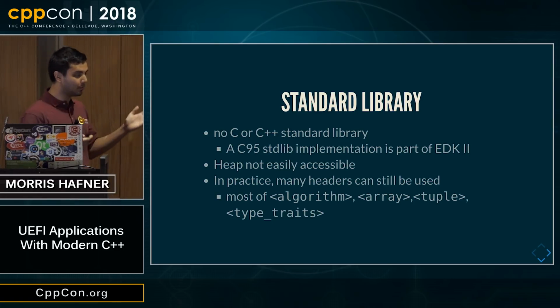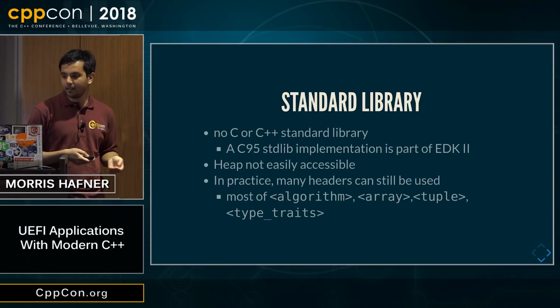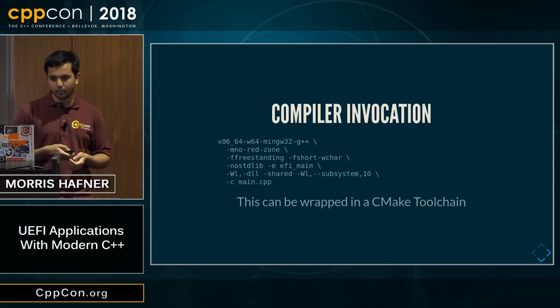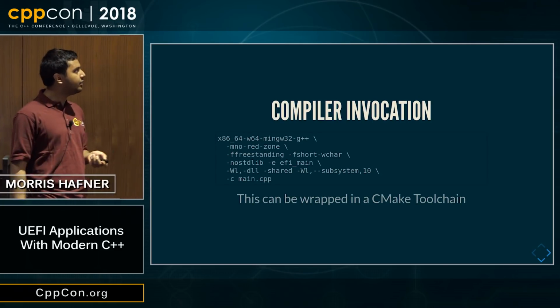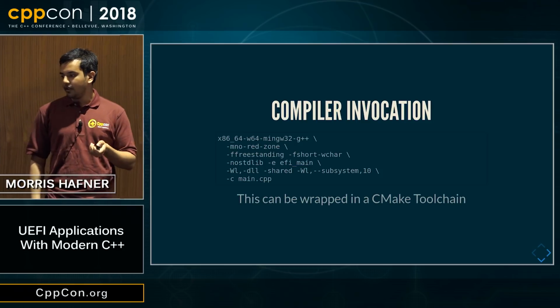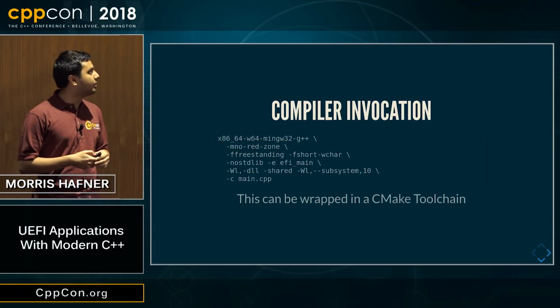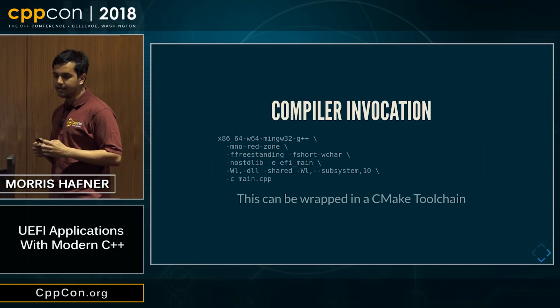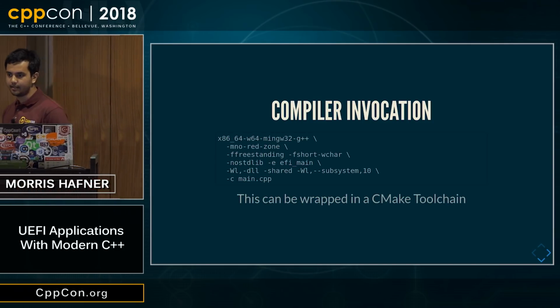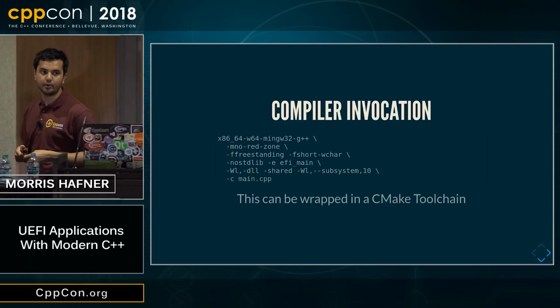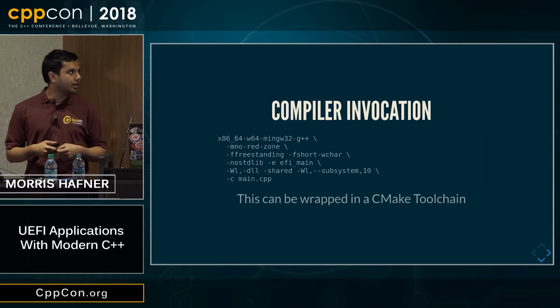So it's hacky, but it works. And I just went with that. And with that, we can finally compile an executable. So your compile application line will probably look like that. You want to invoke your compiler. You want to disable the red zone, which is an optimization in the x86-64 calling convention.